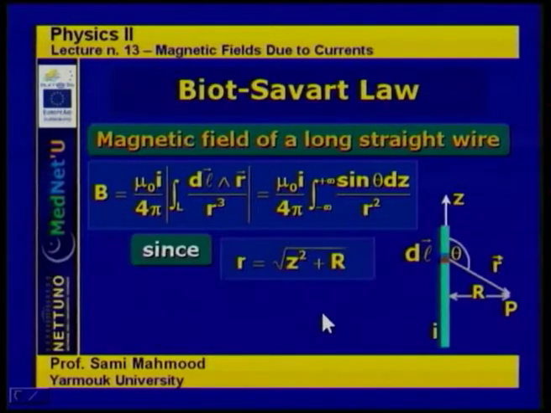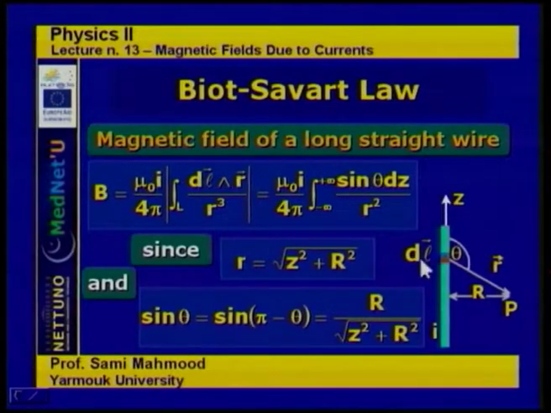And now we can substitute the values of r. Since r is variable, we can replace it by the position along the wire, z. Small r is equal to the square root of capital R squared plus z squared, where z is the position of the element of the current that we are evaluating. And now we can integrate over z, over the length of the whole straight wire.